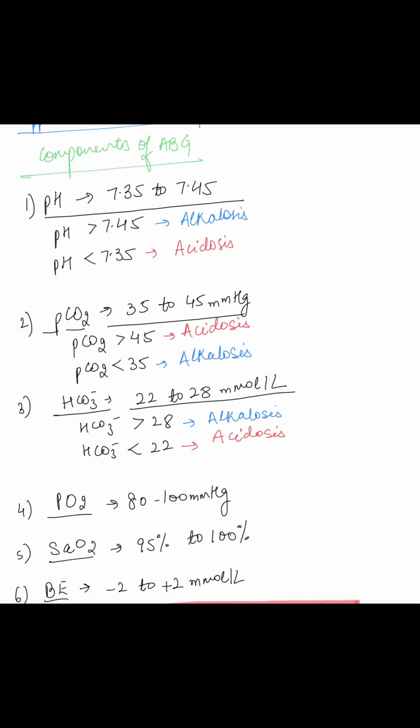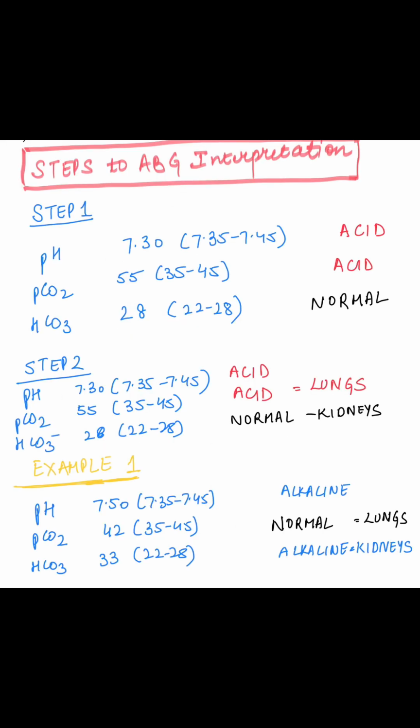Next is how to interpret ABG. We will do it in a stepwise manner. In the first step, just see the pH, carbon dioxide, and bicarbonate. For each component, label it as normal, acidic or alkaline.